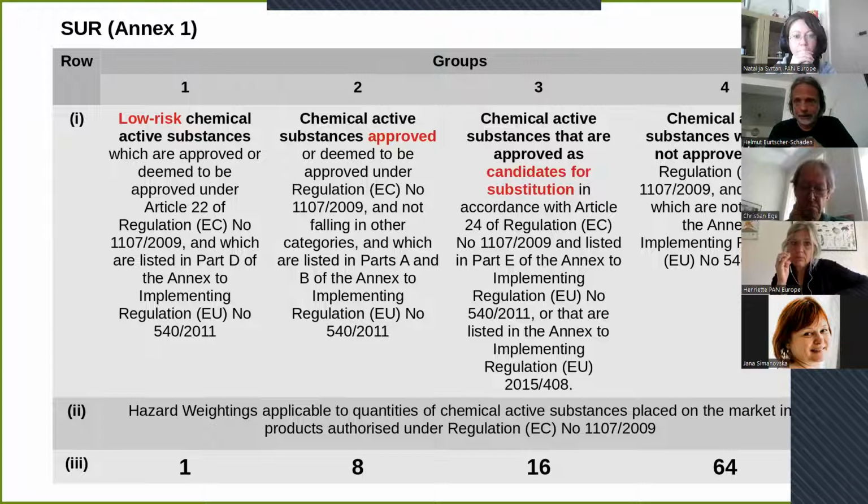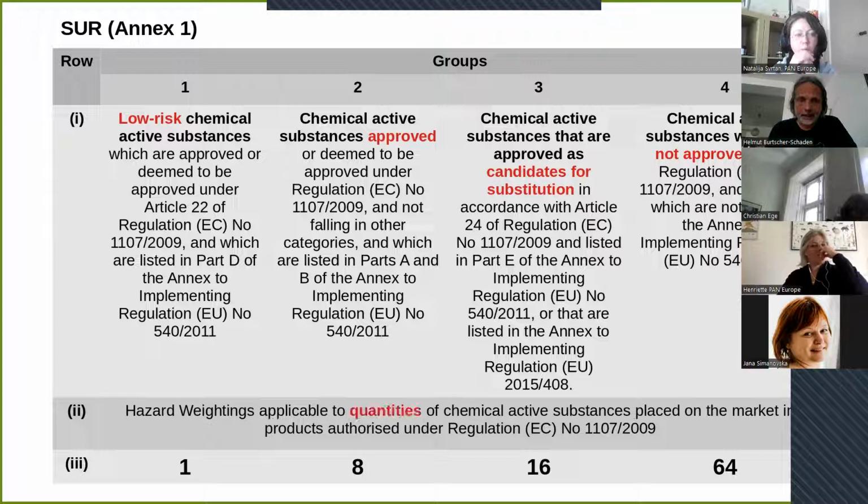So candidates for substitution, and group 4, as we've said, is the group of substances that are not approved anymore, which lead in retrospective to the elevation of the baseline. And the problem, number 1, results from the fact that not hazard weightings, but only the quantities of active substances sold are used for calculating these risk indicators.